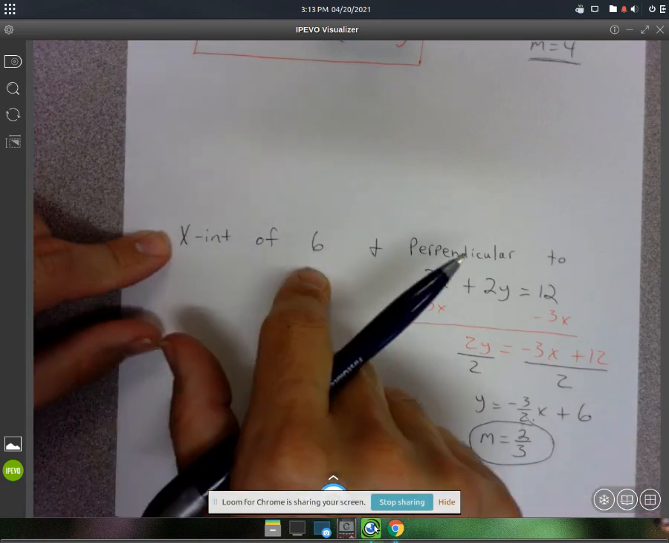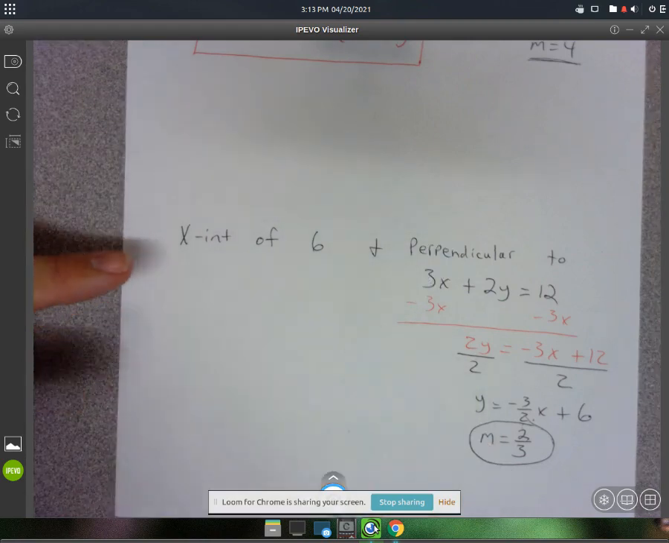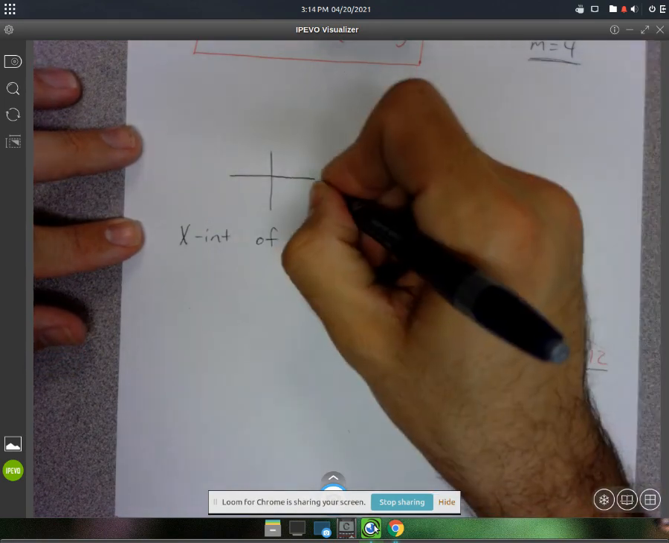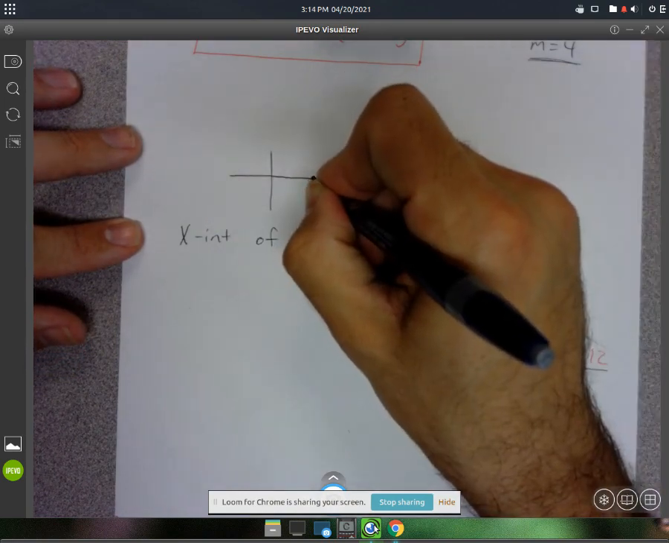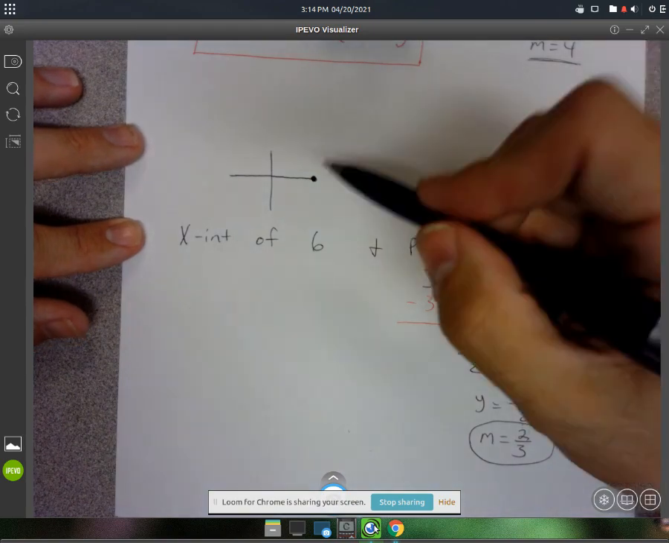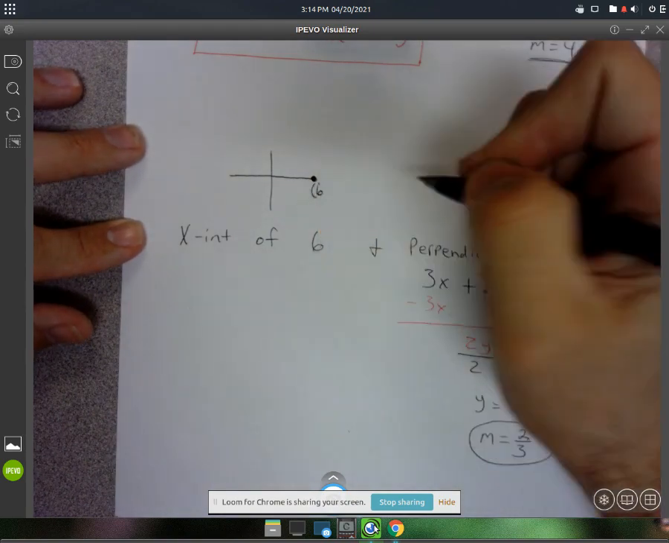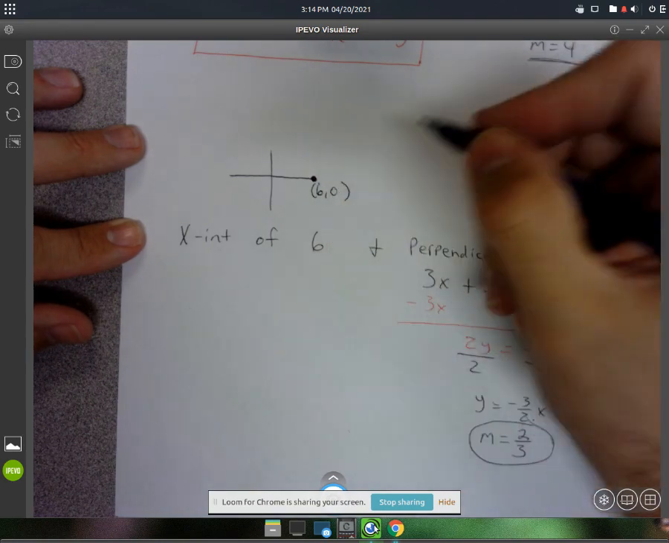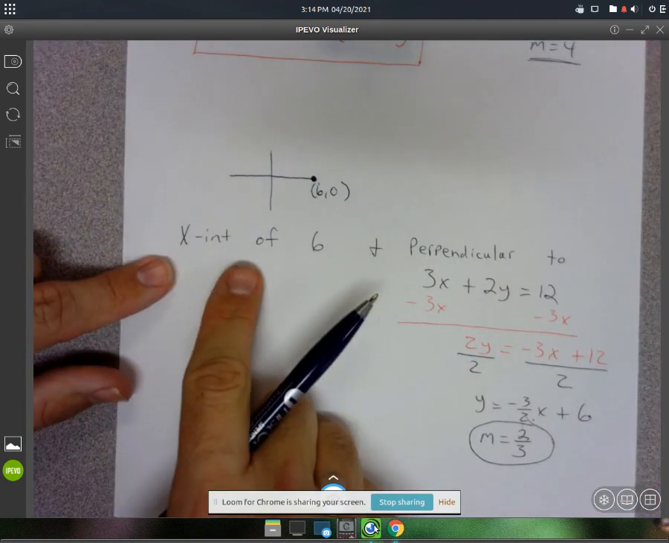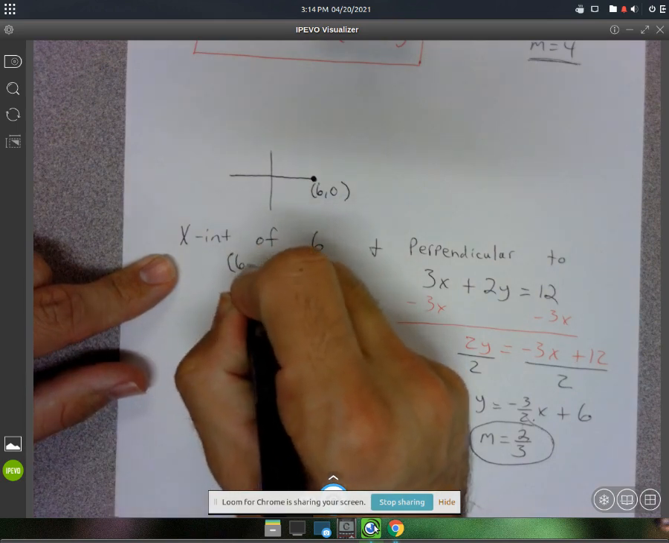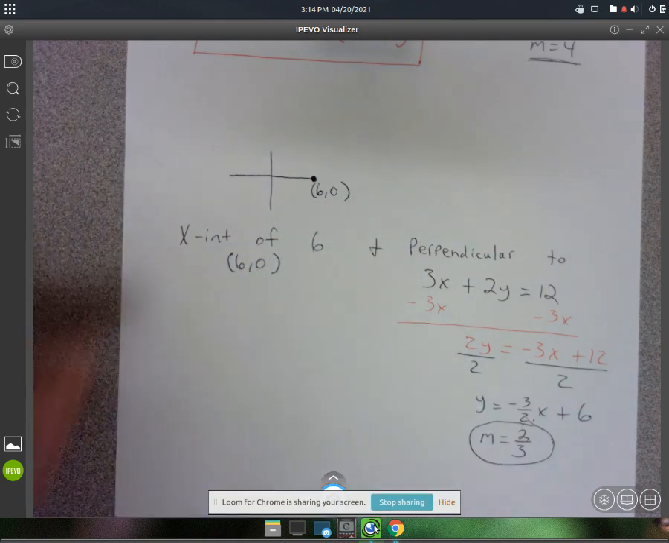Now, the x-intercept being 6, this is just like a code for a special point. So here's a little axis. If my x-intercept is right here at a 6, well, the coordinates of that point are 6 for x and 0 for y. So that's all this part means right here. An x-intercept of 6, that means that it passes through 6 comma 0.